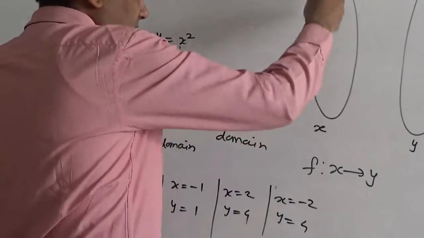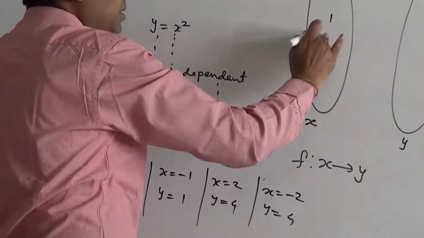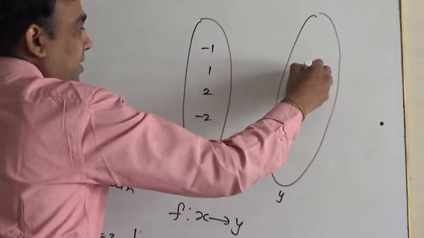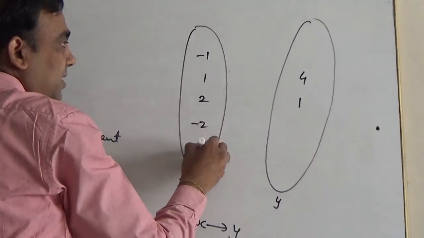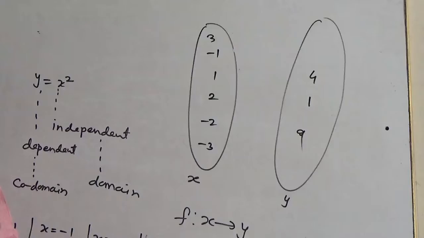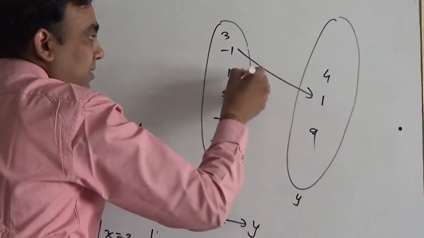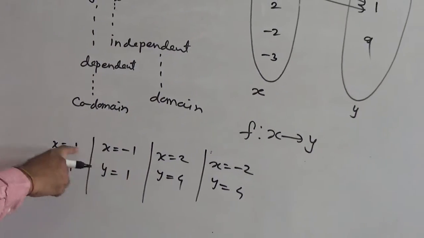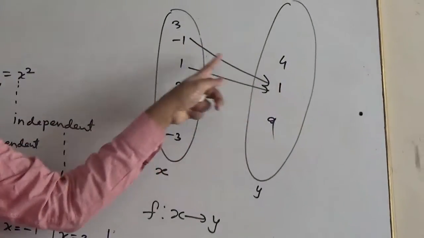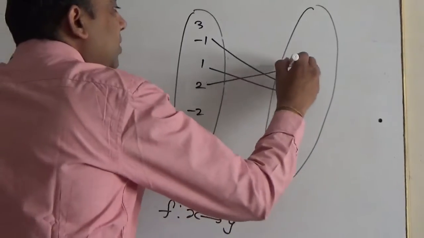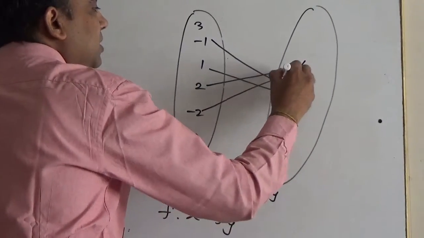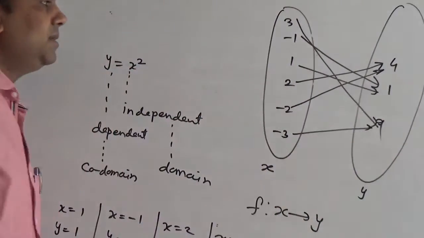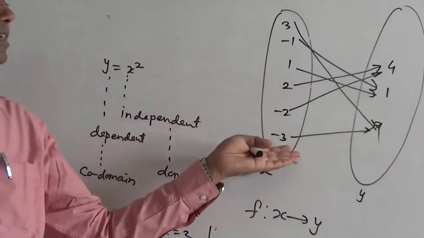So if I show this x here, minus 1, 1, then 2, minus 2, and here 1, 4, suppose minus 3, 3, 9 and something like that. So I can draw arrows from minus 1 to 1, 1 to 1. Why? Because if x is minus 1, what is y? Y is 1. If x is 1, y is 1. So minus 1 is related to 1, 1 is also related to 1. What about 2? 2 is related to 4, minus 2 is also related to 4. 3 and minus 3 both are related to 9. So this is perfectly a function.